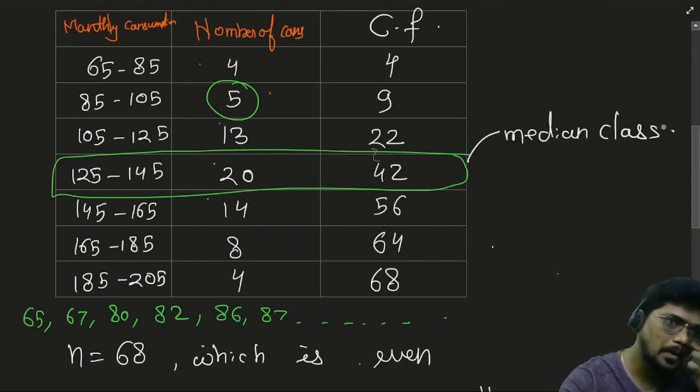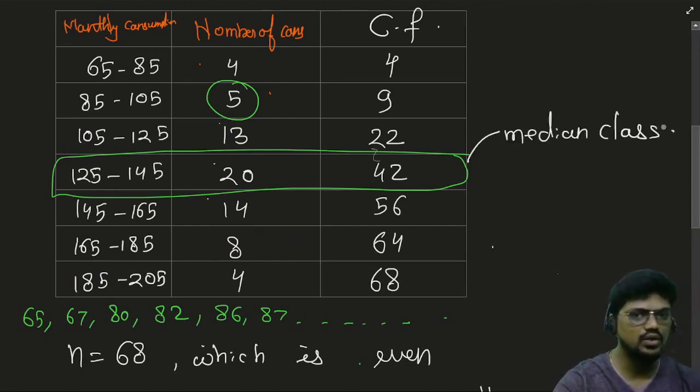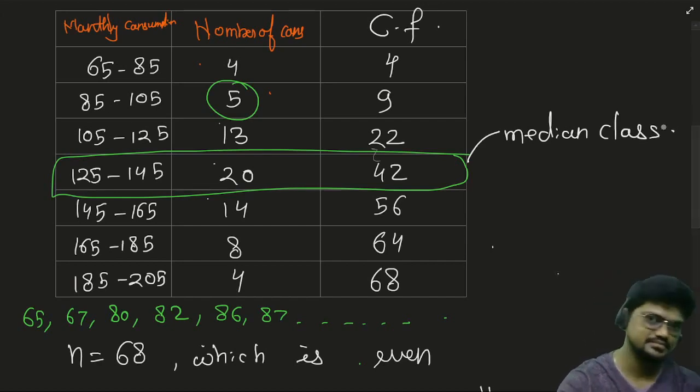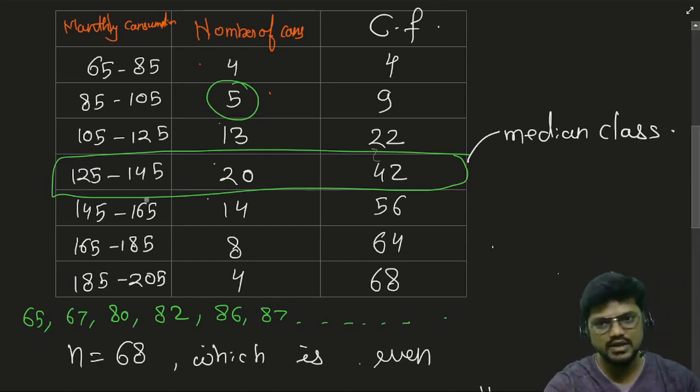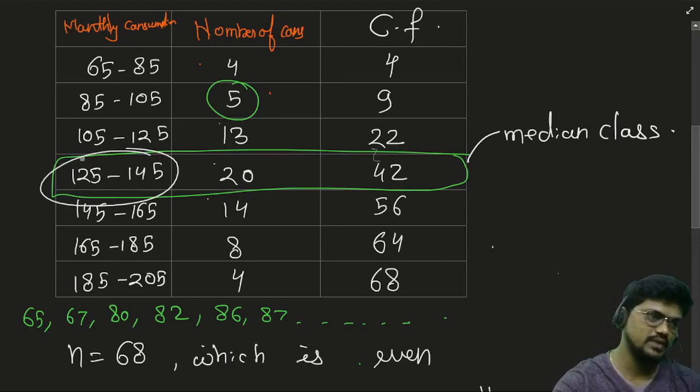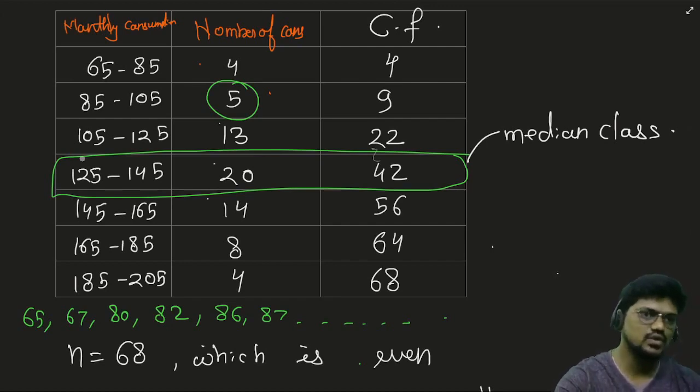Understood? But we don't know exactly what the median is. It means the median will lie between 125 to 145, but we do not know what exactly the median is. Is it 130 or 135 or 140 or 142, whatever? We don't know that. So to find that, we'll be using that formula.